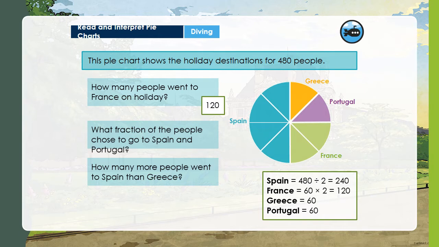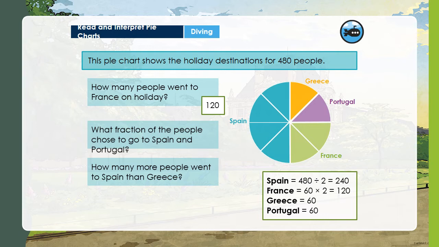Now, for question 2, it asks what fraction of the people chose to go to Spain and Portugal? So we're not asking for a value here, but a fraction. If we look at Spain, we can see quite clearly that Spain makes up half. So that's our fraction for Spain. And if we look at Portugal, we can see it's one segment out of 8, so that makes it 1/8.